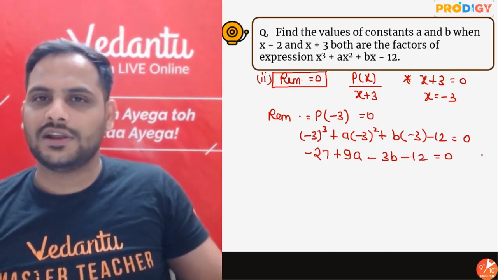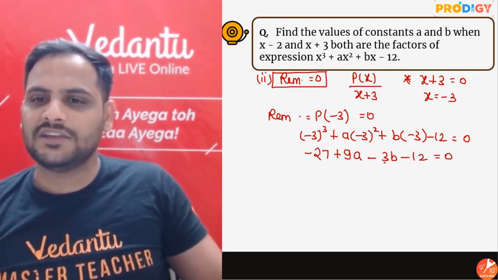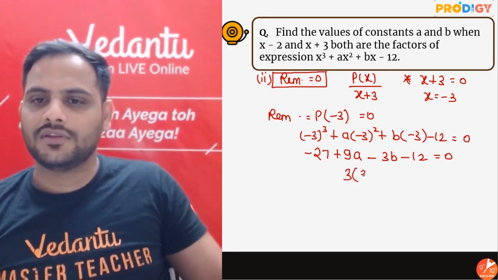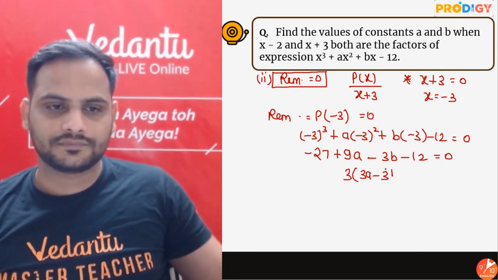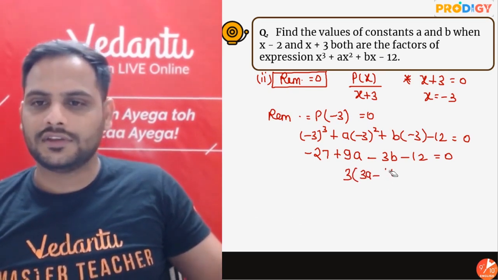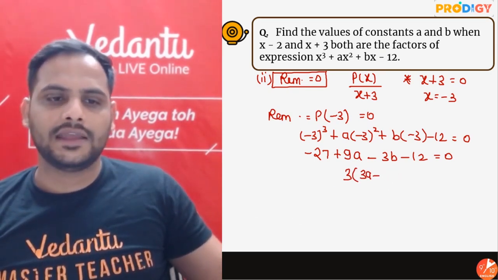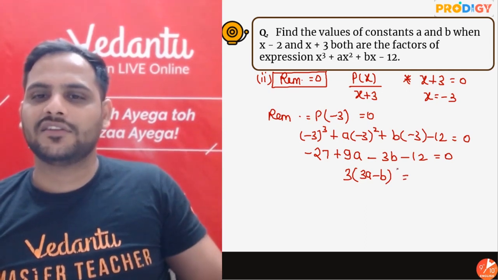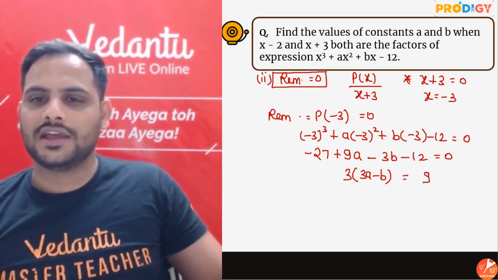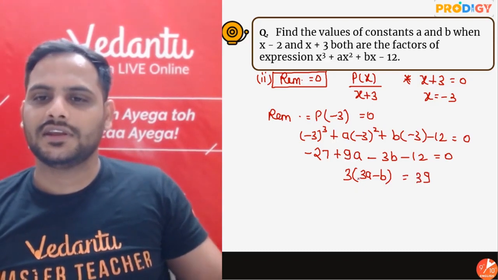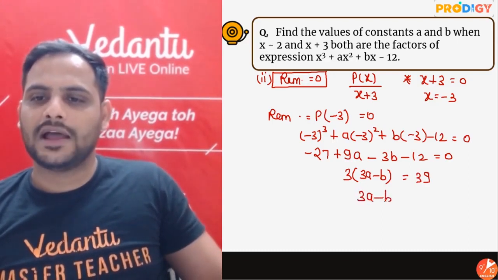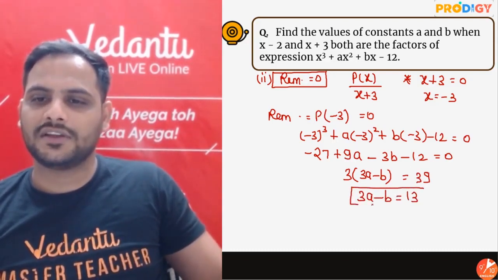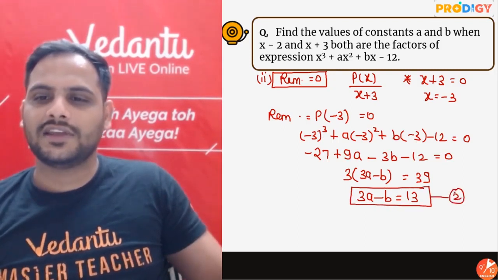Minus 27 minus 12 shifted over there. So we'll get 9a minus 3b. Take 3 common, so 3a minus b. I have taken 3 common. And minus 27 minus 12: 7 plus 2 is 9, so 39. Shift 3 over there. 3a minus b is equal to 39 by 3, which is 13. This is my second equation.